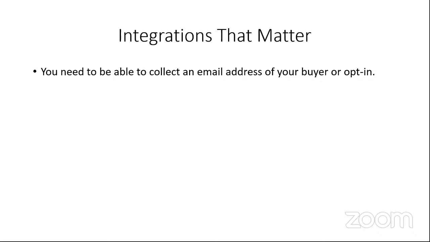First thing you've got to do is, between all your tools, it doesn't matter whether it's the platform or the shopping cart, one of them has to be able to collect an email address of your buyer or opt-in. And that basically means that whatever autoresponder you use, you're going to have to make sure it does that with your autoresponder. Something does.